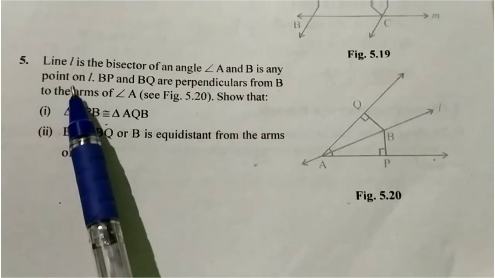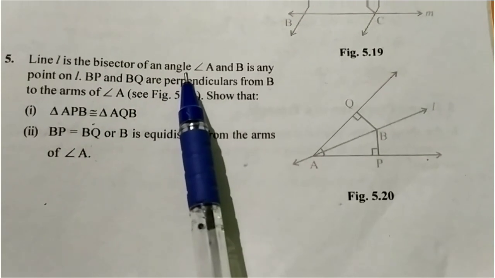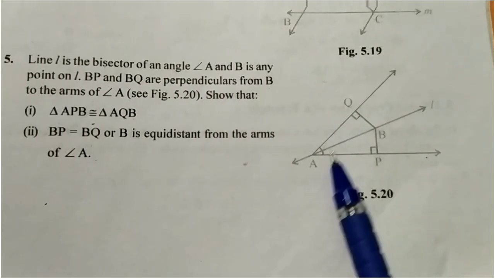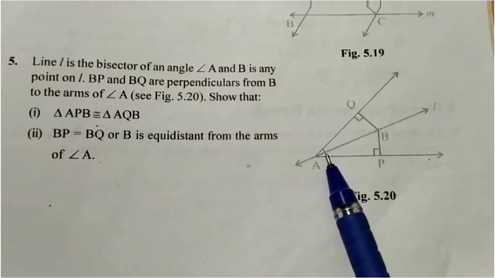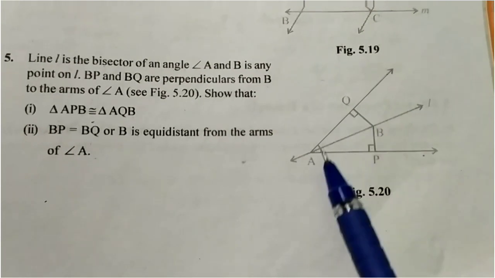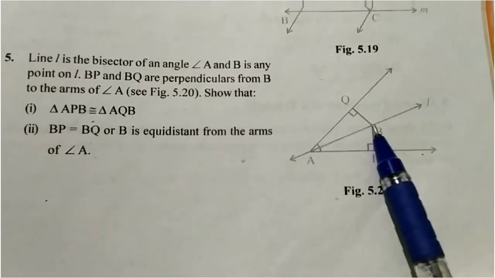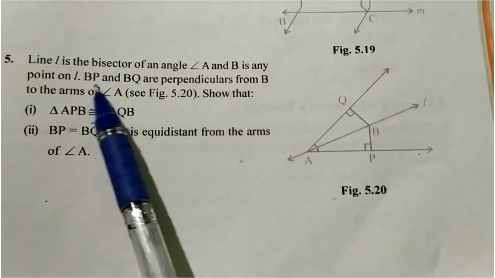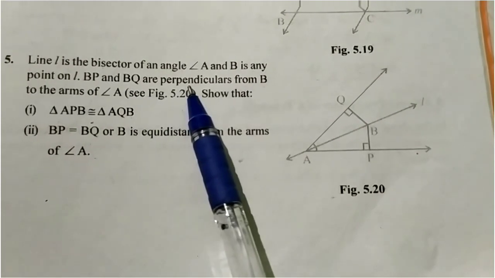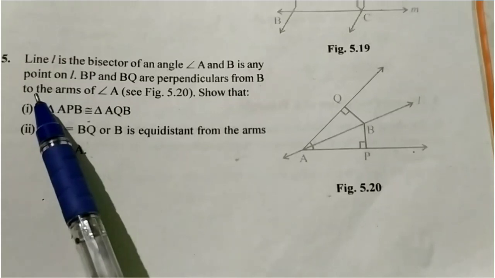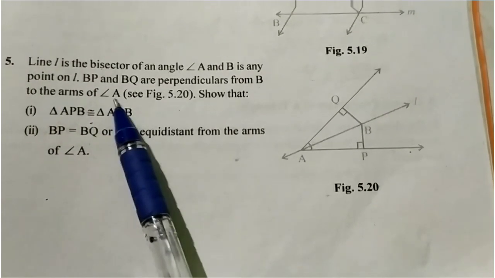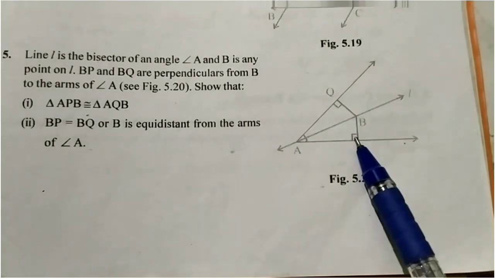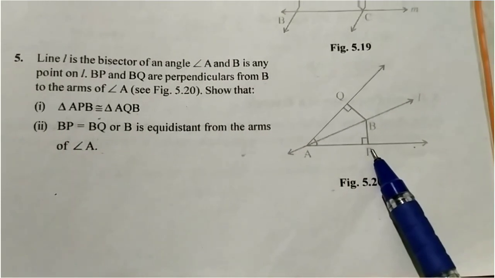Now in the fifth question, line L is the bisector of angle A. If it is bisecting, then we will get two angles equal to each other, those are QAB and PAB. Okay, these two angles will be equal. And BP and BQ are perpendiculars from B to the arms of angle A. Perpendiculars means they make 90 degrees. Already we got one angle equal and here we are getting two angles of 90 degrees.